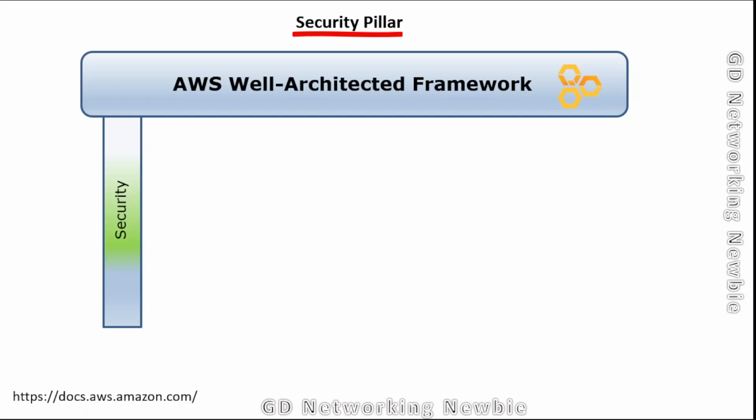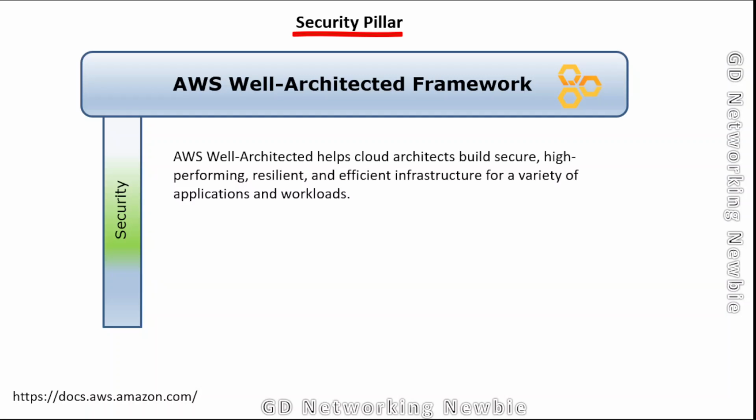Hi everyone. In this video, we will discuss the security pillar. The security pillar is one of the AWS Well-Architected Framework pillars. We have discussed that the Well-Architected Framework helps cloud architects build secure, high-performing, resilient, and efficient infrastructure for a variety of applications and workloads. So that's the general definition of why we need this AWS Well-Architected Framework.